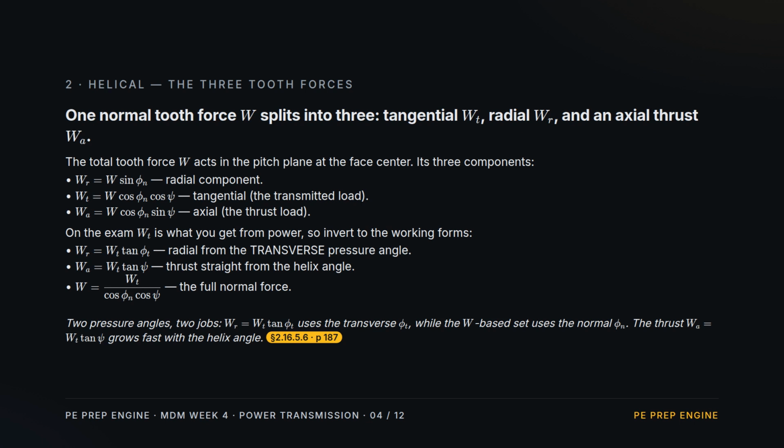But you rarely start from the total. You start from the tangential load, which power gives you. So, invert. The radial force is the tangential times the tangent of the transverse pressure angle. The axial thrust is the tangential times the tangent of the helix angle. And the total force is the tangential over the product of the 2 cosines. Notice, the axial thrust is set by the helix angle alone.